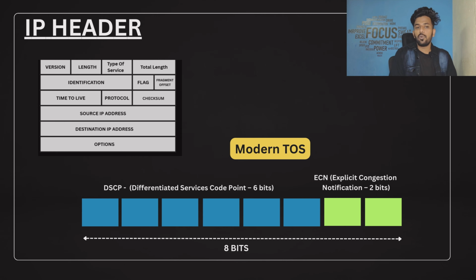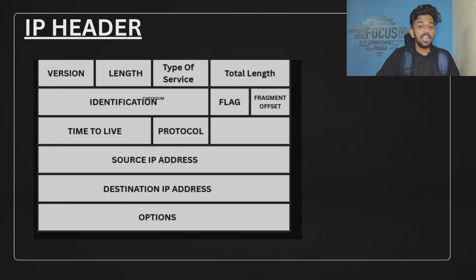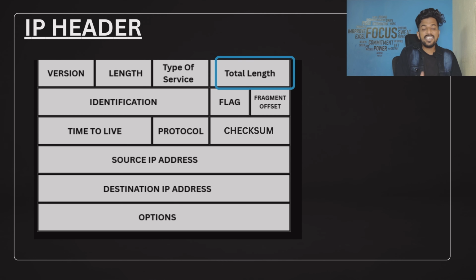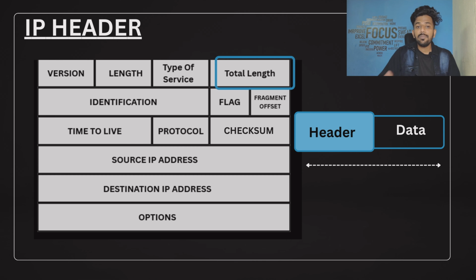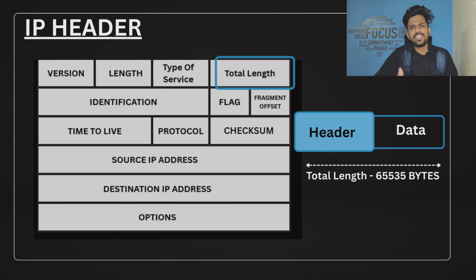Now let's move to the next field, that is total length. This field specifies the size of the entire packet, including both the header and data. The maximum value can be 65,535 bytes. In IP, we have 2 types of lengths, right? We already discussed header length. It tells only the size of the header. Now total length is the size of the entire packet, that is header plus data. So this is all about the total length field.